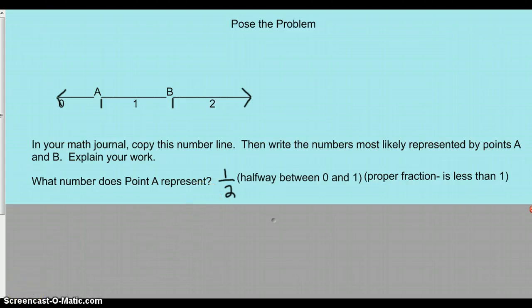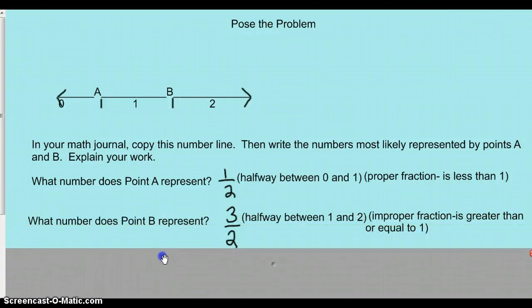What number does point B represent? Let's see, it's between 1 and 2, but we had 0, 1/2, 2 halves would be 1, 3 halves, 4 halves. So this would be 3 halves, which is not a proper fraction, so it must be improper. Let's check. Yes, halfway between 1 and 2 is 3 halves. An improper fraction is greater than or equal to 1, and in this case, it's greater.